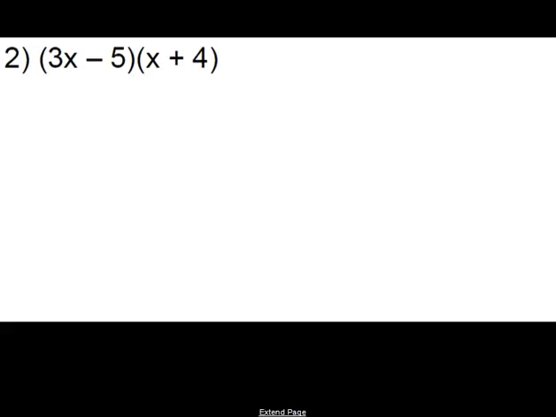Right. Looking here at example 2. In example 2, we're going to be going through and multiplying the 3x times each of these. So here, 3x times x gives me 3x squared. 3x times the 4 gives me 12x.